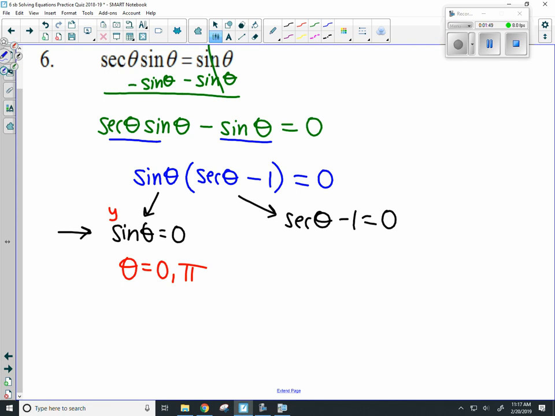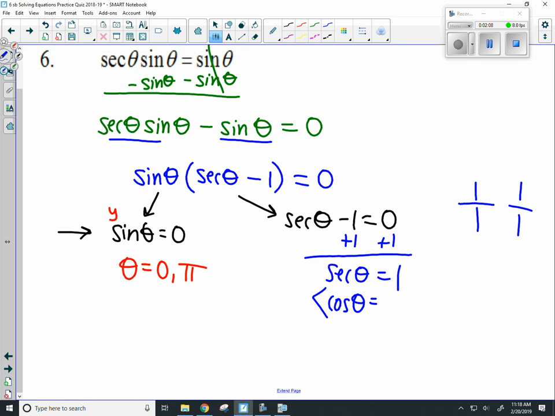For the second equation, if you add 1 to both sides, you end up with secant of theta is equal to 1. Now, secant's reciprocal is cosine, and the reciprocal of 1, well, if you take 1 and you flip it, turn it into a fraction, it'd be 1 over 1. If you take its reciprocal, it's still just 1 over 1. So we're trying to figure out where our cosine value is 1, cosine is x, and x is going to be positive 1 when theta is 0.